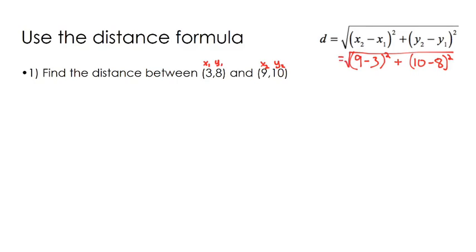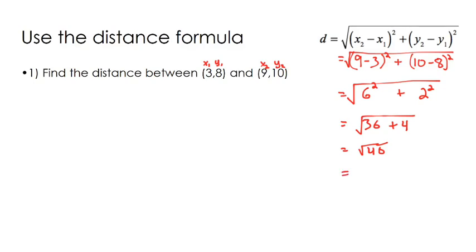And so now let's just simplify each of these values that's being squared. So that 9 minus 3 is going to become 6 squared. That 10 minus 8 is going to become 2 squared. And so now we can turn 6 squared into a 36 and 2 squared into a 4, which is the square root of 40.